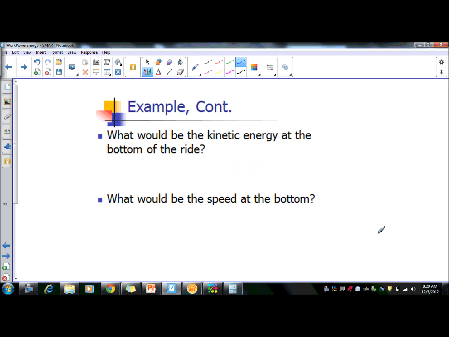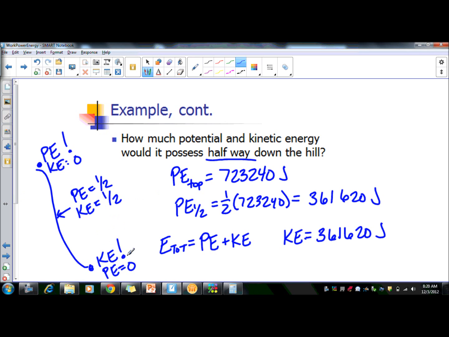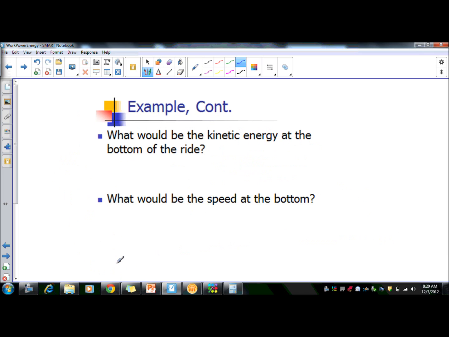So what will be the kinetic energy at the bottom of the ride? Well, we just talked about it here. It will be all kinetic, no potential. So kinetic will be the original 723,240 joules. And the last question would be, what would be the speed at the bottom? So again, this is all assuming there is no loss to friction, air resistance, or heat.